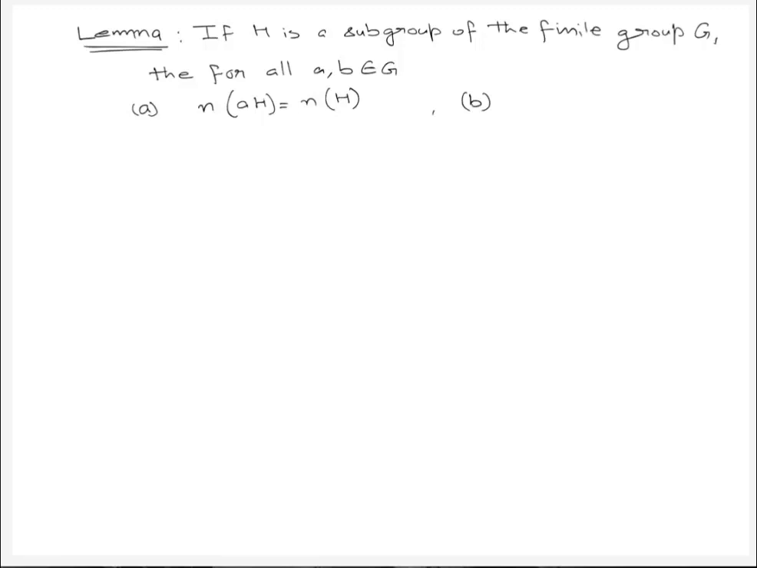And (b) either the two cosets are equal. So aH is one left coset, bH is another; either aH equals bH or aH and bH are disjoint sets. That means if you pick any two left cosets of H, they do not contain any common element. Either they will be equal or disjoint. So the proof is very simple. First of all, we prove the (a) part.